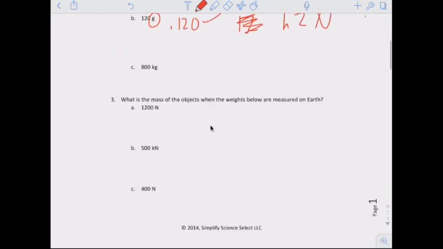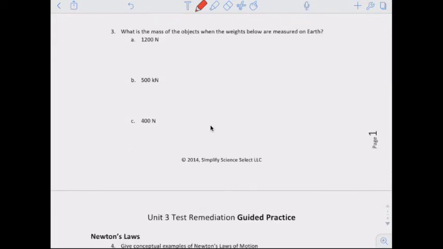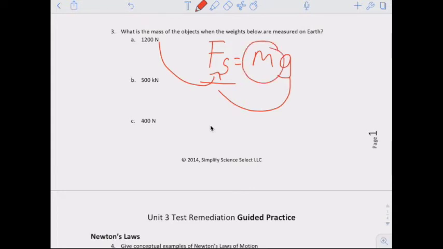Looking at our next one, it says, what is the mass of an object when the weights below are measured on Earth? Gravity is 10. So we have our force due to gravity equals our mass times gravity. And here we have our force, so to find our mass, we just go ahead and divide our force by gravity and we'll get mass. So 1,200 newtons is going to be 120 kilograms because it's 1,200 divided by 10.